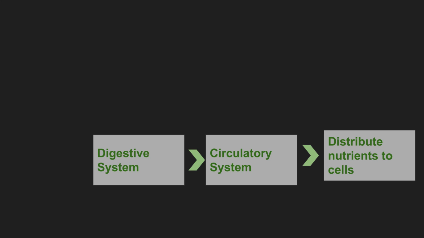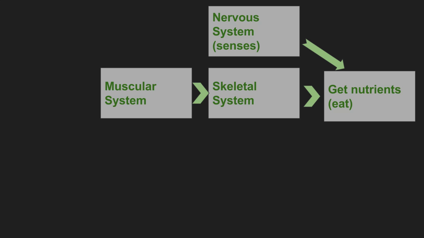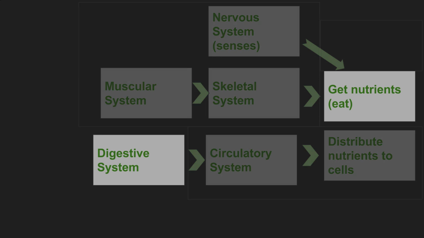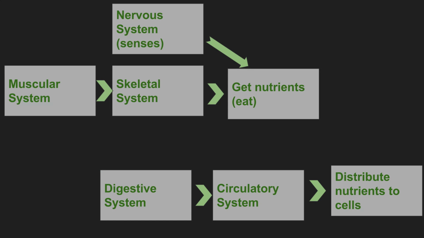But right now we have two separate processes. The process to distribute nutrients and the process to get nutrients. How can we connect this in our flow map? Well, the first thing I notice is that getting nutrients is eating. When the fish eats, the food goes into its digestive system. So let's connect those two parts. Let's draw an arrow from get nutrients to digestive system. Now we have one complex process, but it's how the fish gets nutrients and distributes nutrients to its cells.